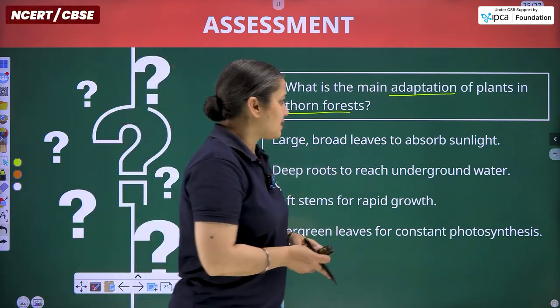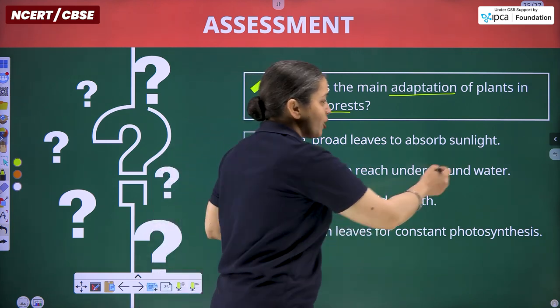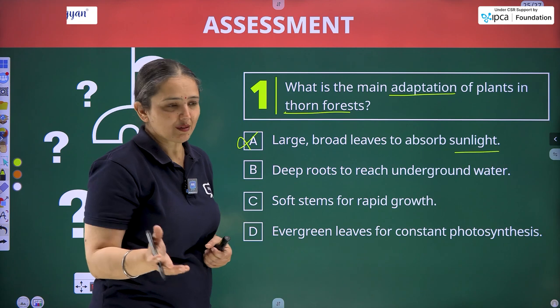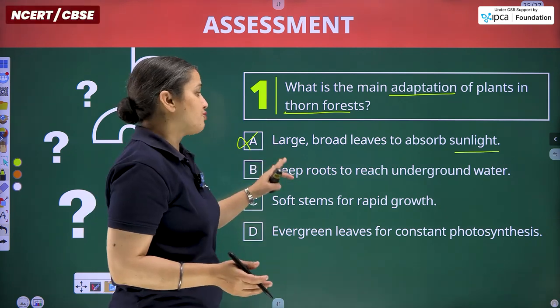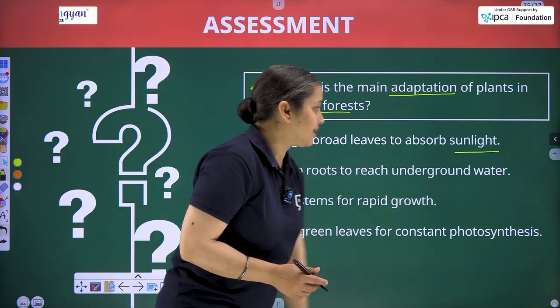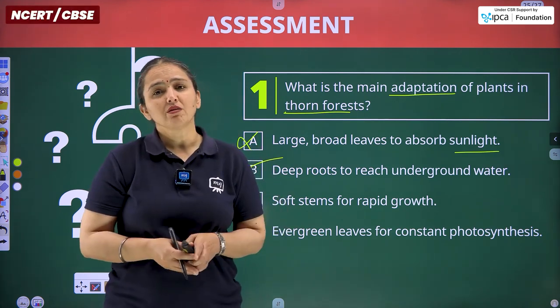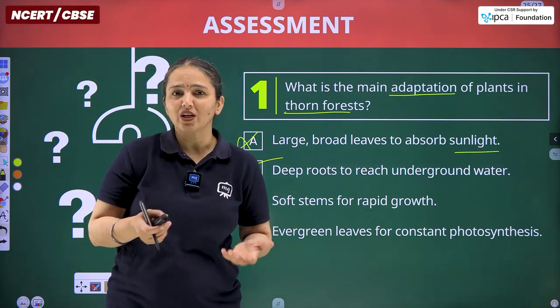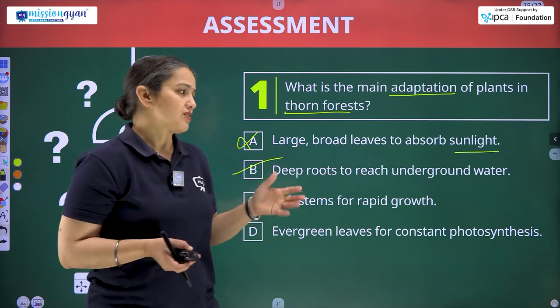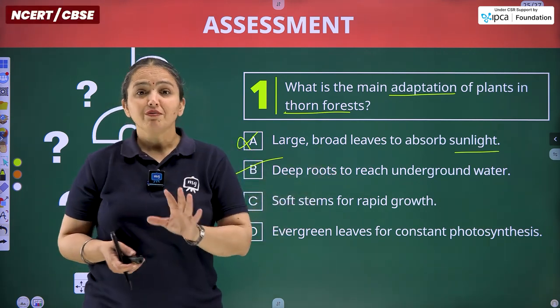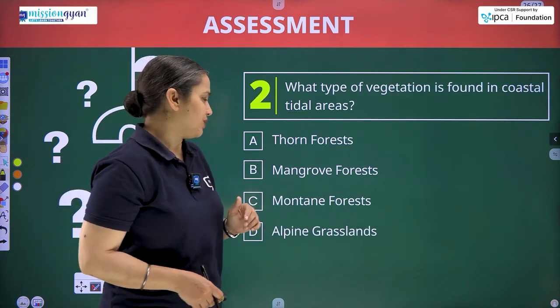Large broad leaves can be there to absorb sunlight, but not exactly, because likewise they are not going to survive for a longer duration. They do have deep roots to reach underground water during the time period when it doesn't rain. Although it doesn't rain in good amount throughout the year, whatever amount of water is there, these vegetations try to survive or thrive on that only.